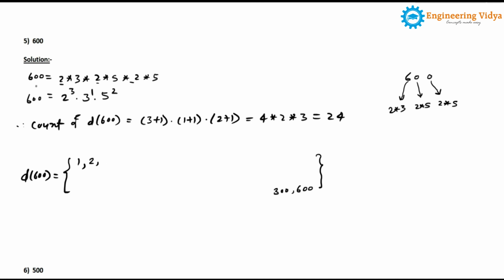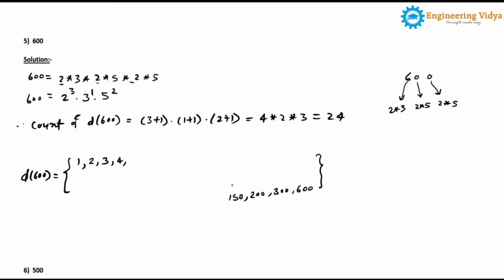Now check for the 3. 3 also can divide 600. 3 twos are 6, so 200 will be the quotient. Now check for the 4, right? Can 4 divide 600? 4 also can divide 600. And if I divide it by 4, 150 will be the quotient. So it means that 150 also can divide 600.